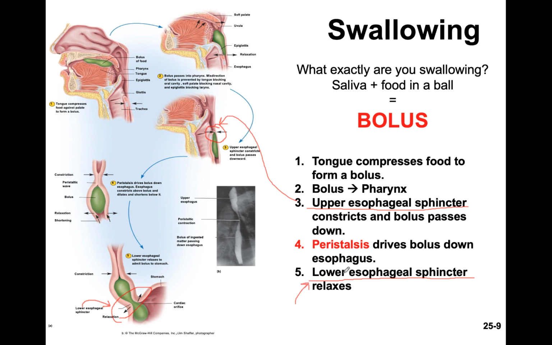But, surprise, surprise, there's two other names for this that you're going to see soon. Another name for the lower esophageal sphincter is the cardiac sphincter. Another name for it is the gastroesophageal sphincter. It's simply the sphincter that opens and closes to allow the bolus to go from the esophagus and plop into the stomach. Now, why do you think it would be important to have a sphincter between the esophagus and the stomach? Think about what's in the stomach.